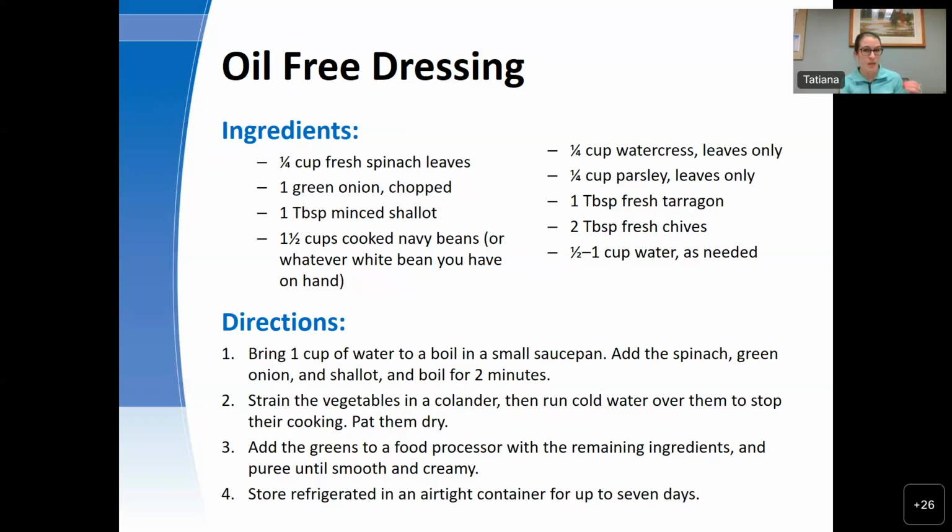Or, interesting, is aquafaba. Well, what's that? Well, that's the liquid that we get from chickpeas. So if you buy like canned chickpeas and it comes in that kind of gelatinous liquid, we call that aquafaba.